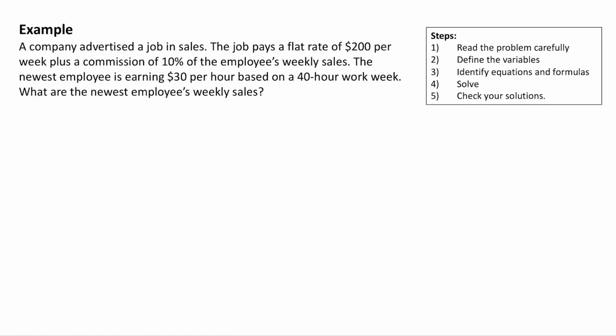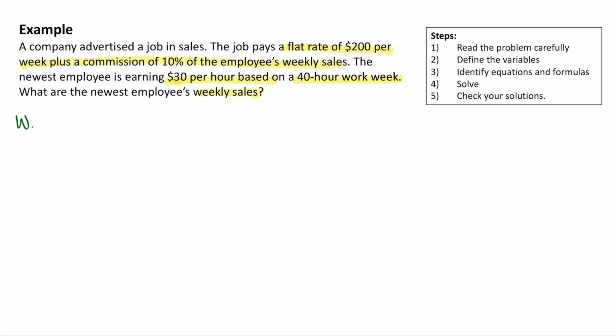Okay, so in this problem, it says a company advertised a job in sales. The job pays a flat rate of $200 per week plus a commission of 10% of the employee's weekly sales. The newest employee is earning $30 per hour based on a 40-hour work week. What are the newest employee's weekly sales? So what you're going to do is figure out what the important information is here. We have a flat rate of $200 plus a commission of 10% of the weekly sales. This employee is earning $30 an hour based on a 40-hour work week, and we want to know what their weekly sales are. It doesn't give us any variables, but we'll just define them ourselves.